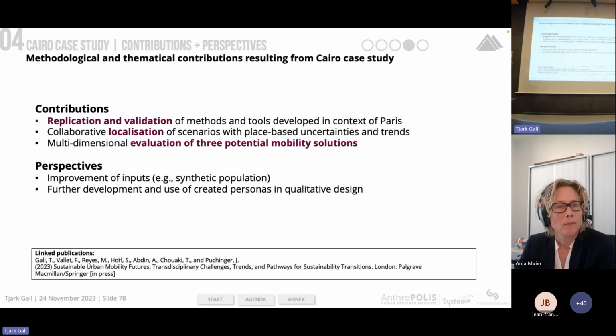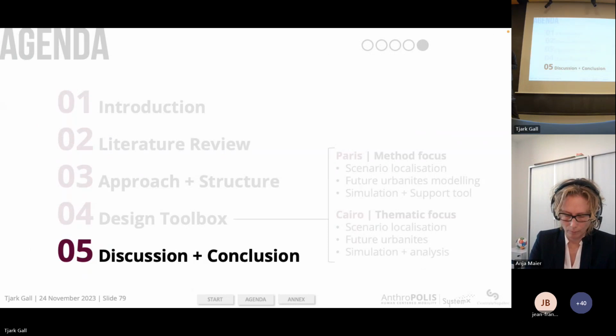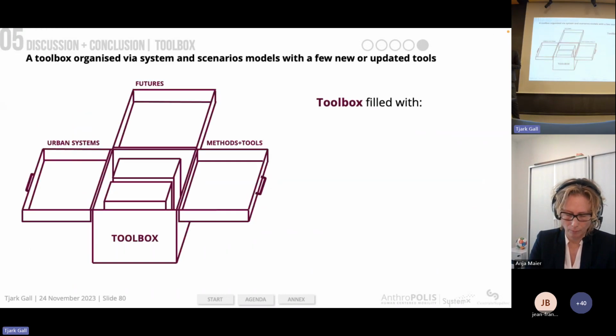What we did thus in Cairo was we replicated and validated parts of the methodologies. We created a little bit a complementary process of localizing scenarios through the survey and the workshop on importance and likelihood of uncertainties. And we evaluated the impact of the 3 potential urban mobility solutions. That brings me to the discussion and the conclusion.